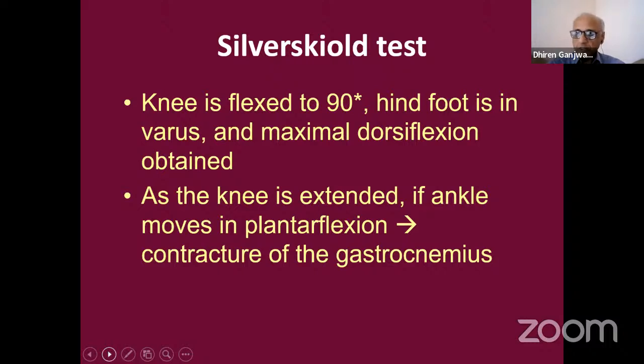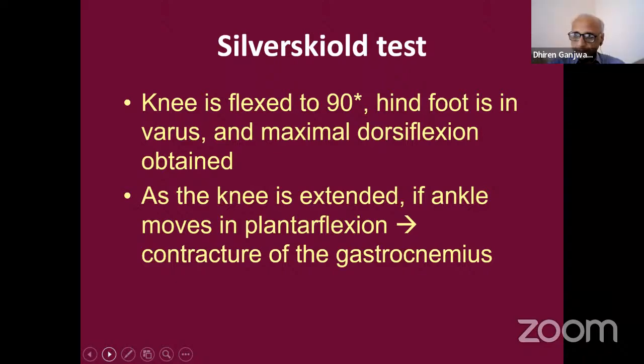Do you think that deviation from the original description makes any difference in the interpretation? Freeman, what is your view? I don't think so. I don't think that matters. I do think that the hindfoot should be neutral rather than maximum varus, because I think that sort of overestimates the significance. That's my opinion.